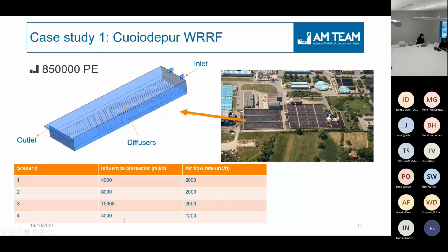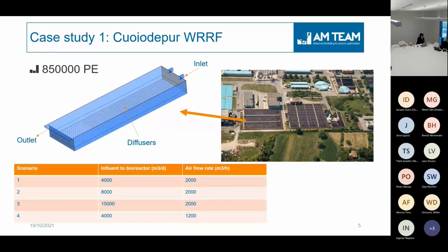This was a hypothetical scenario where we wanted to look at what will happen to the performance if you just reduce the air flow rate, which Sabha also showed had very little impact on the performance but reduced aeration flow rate. But I will show you the results of that.